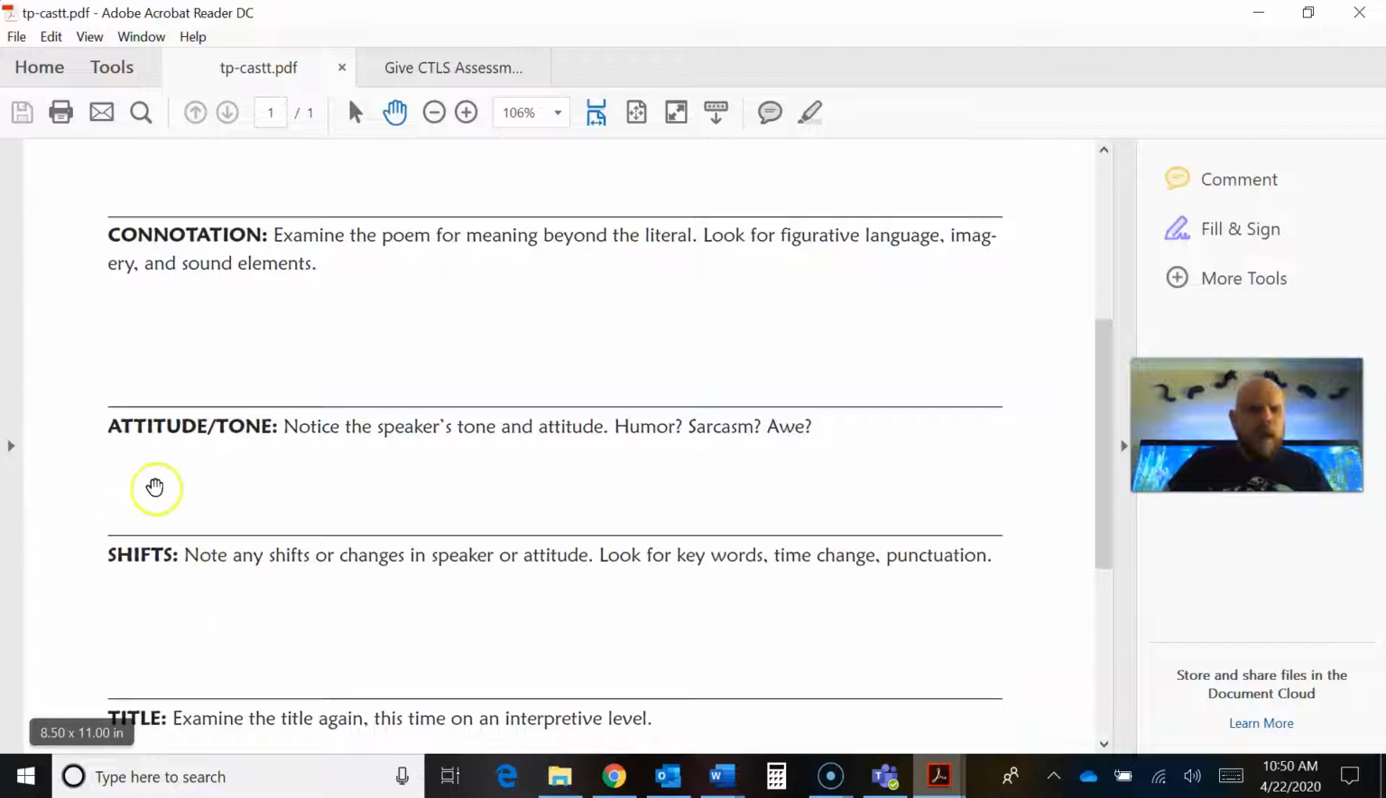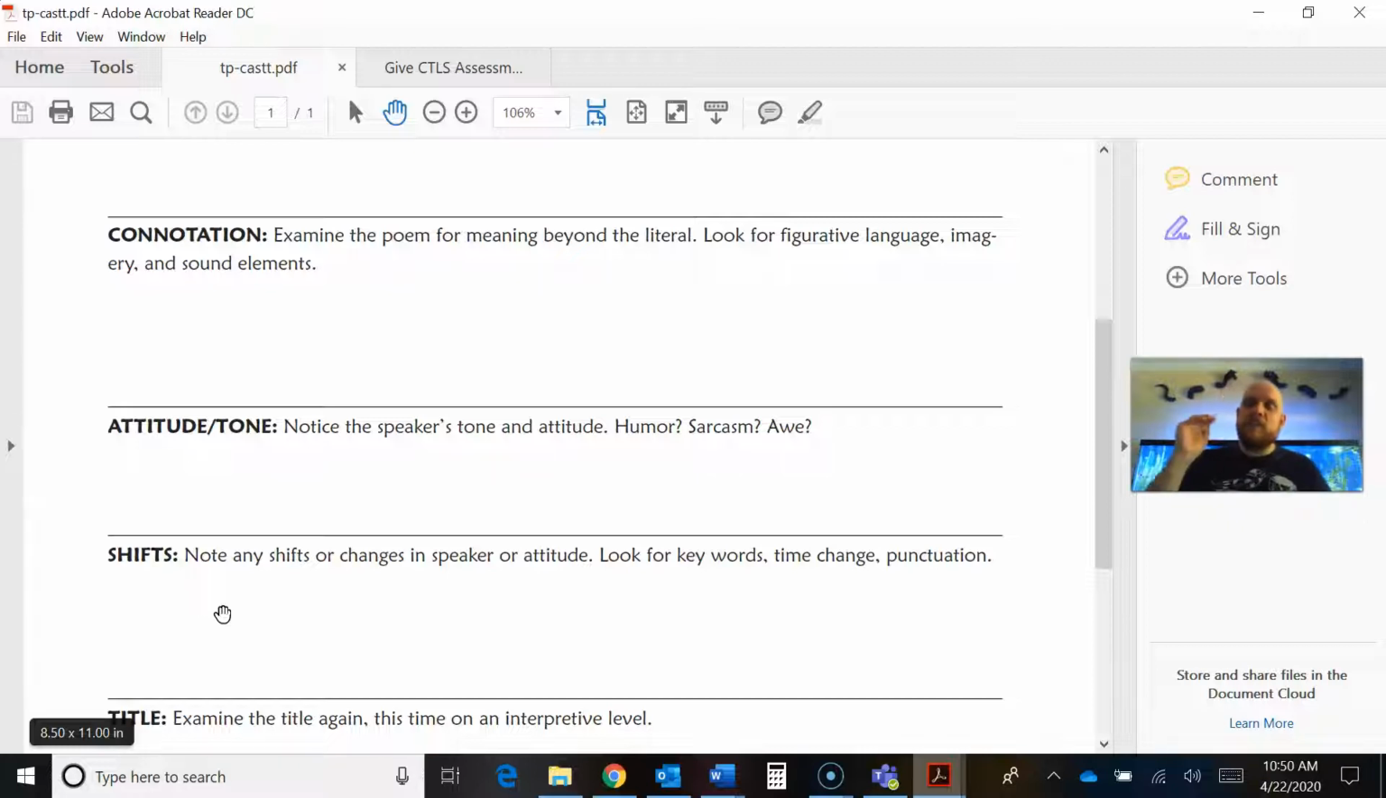Okay. Next, we want to look at any shifts. Most poems have a shift, whether that's kind of figuring out the meaning at the end. Maybe the final couplet is where the shift is. The shift could be anywhere. Maybe the beginning is looking back to childhood, and then it shifts to looking forward or looking at the present. Whatever it is, there's often a shift in a poem.